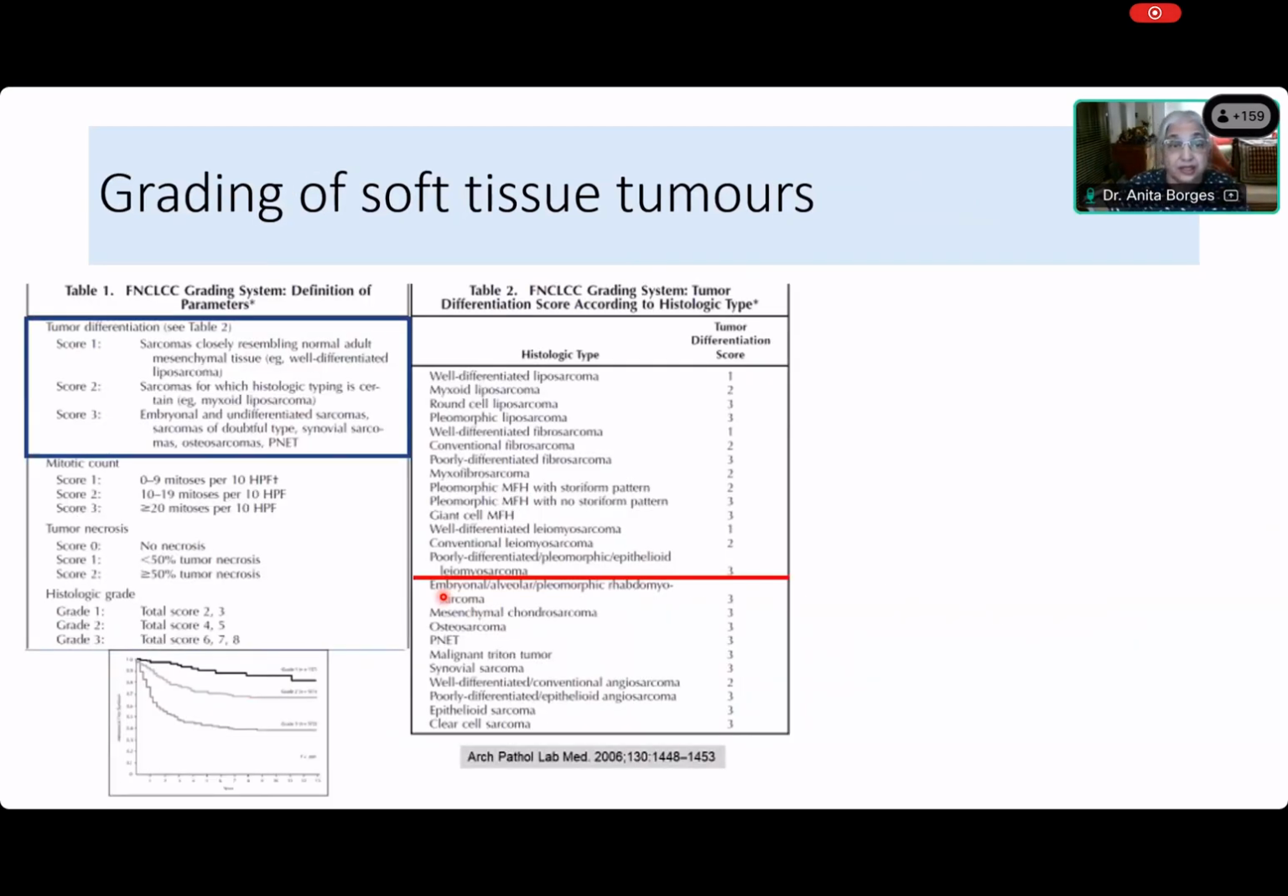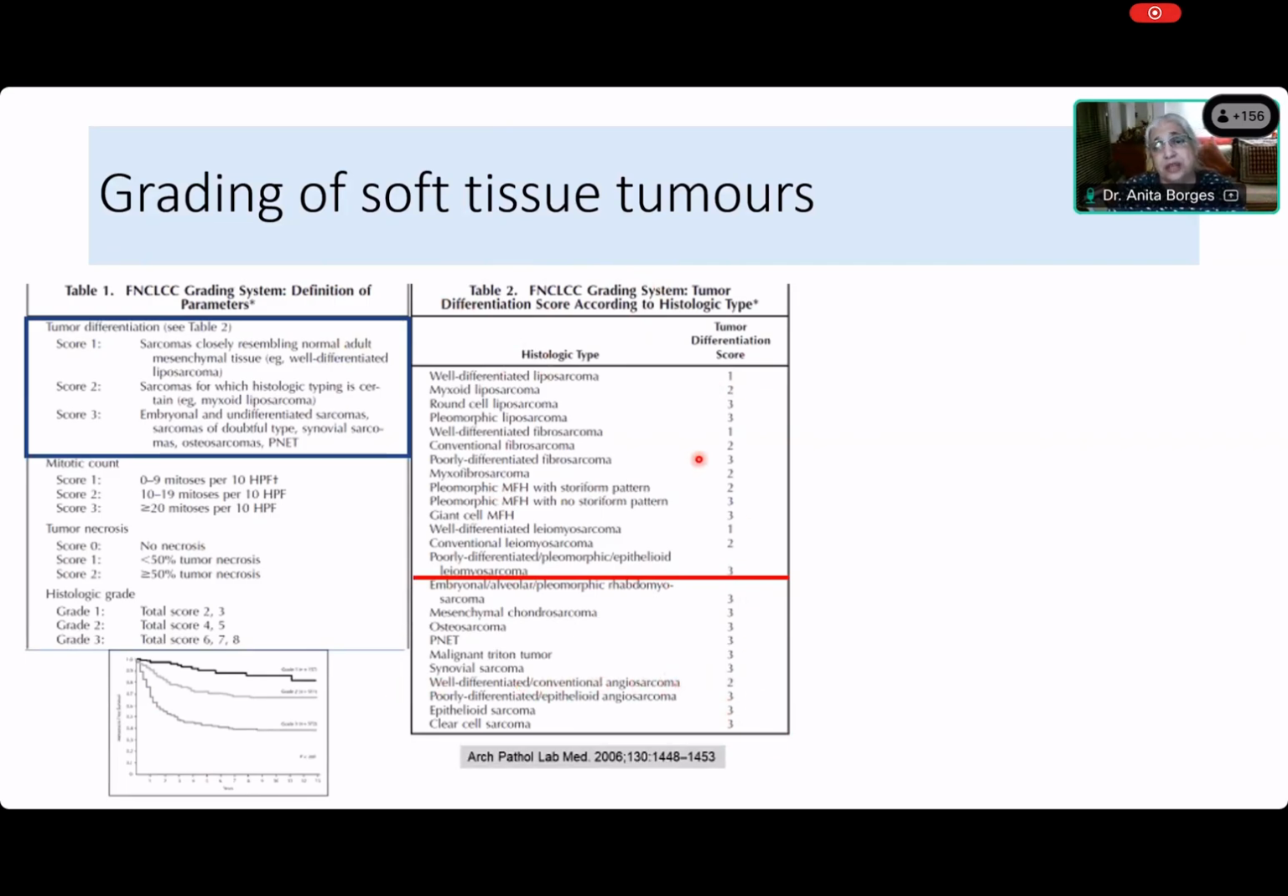You can't do this for Ewing's sarcoma. What is the cell of origin that you can say, oh, this is a poorly differentiated variant of this particular cell? And I think that the grading of soft tissue tumors, which is done on differentiation score, yes, you can draw a line over here. I've drawn that line, and you see everything below that line is a differentiation score 3, except for this one, which is a well-differentiated conventional angiosarcoma.